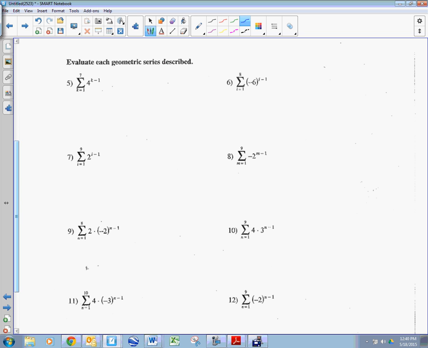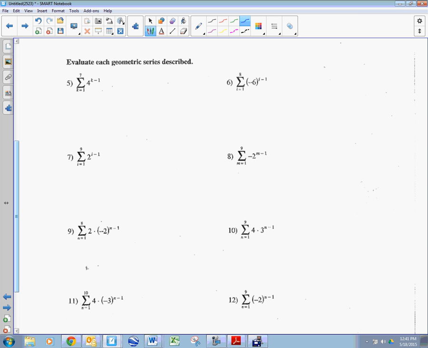Evaluate each geometric series described. Now, people had trouble with this, and I will say that, in all honesty, the trouble is with order of operations. So let's just pay attention to what's going on here so we can all keep our ducks in a row, okay? I'm going to just start to generate some pieces of this series so I can understand what the ratio is, okay? What do I plug in first?